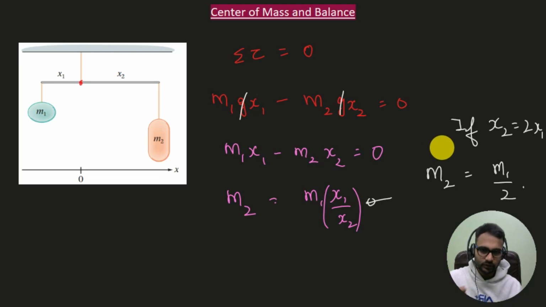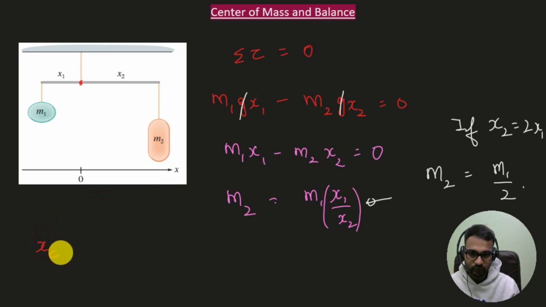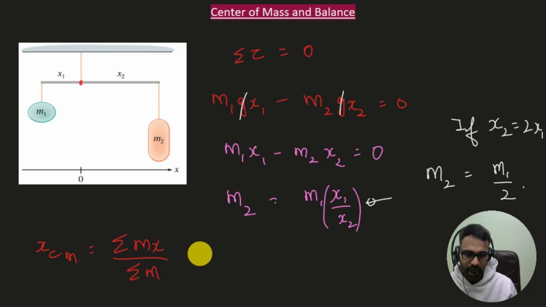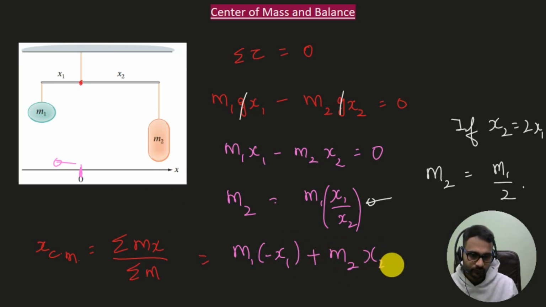Now I'll ask one more question. Tell me the center of mass of the system. Where is the center of mass for the system? For that we know that xcm, the center of mass, is what we studied in our previous chapters. This would be sigma mx over sigma m. Now here we can take this to be our x equals 0 point. From here we'll measure the distance. This distance would be negative, so this would be m1 times minus x1, then plus m2 times x2 divided by m1 plus m2.